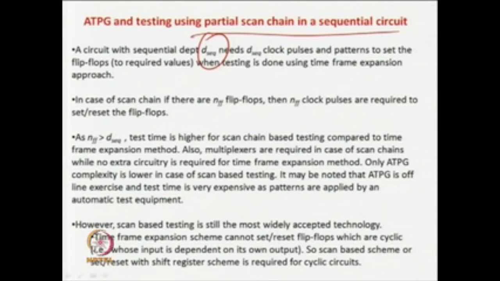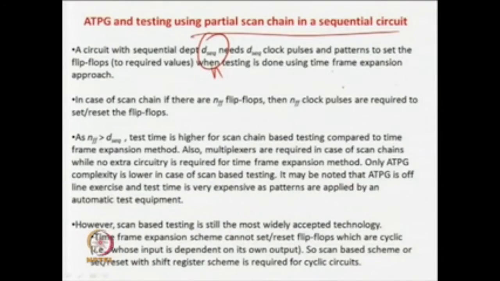sequential number of clock pulses, because if you assume that all the flip flops are connected in this fashion in your circuit, then the last flip flop is dependent on the previous flip flop, which is dependent on the previous flip flop, and so forth. So the sequential depth is maximum in this case. If there are n flip flops, the sequential depth can be at most n, and the number of clock pulses required to set or reset in pure time frame expansion will be D sequence, equal to n, but that will be the worst case, when all your flip flops are connected in a chained fashion.